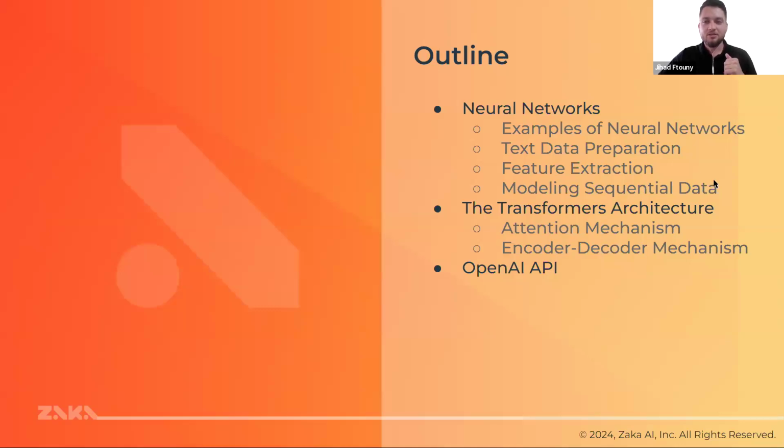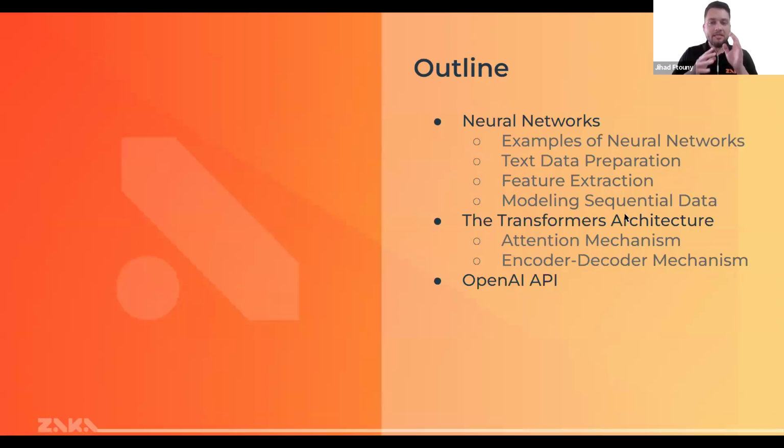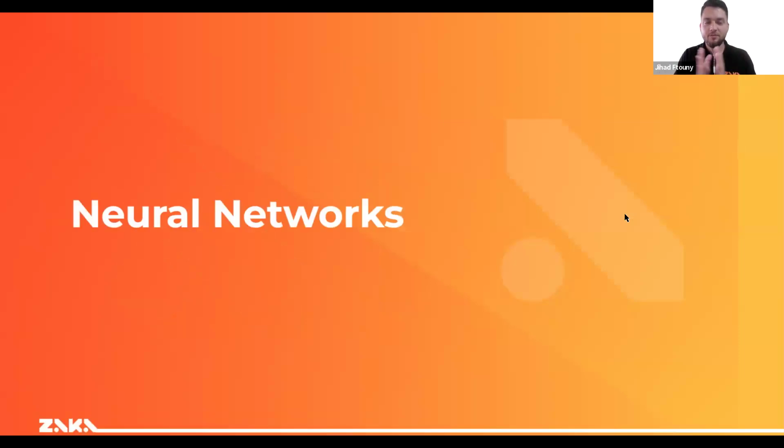Okay. So for the outline, we're going to go over a basic introduction to what neural networks are. And then we're going to go into the transformers architecture, which is what runs ChatGPT. And finally, we're going to see the OpenAI API. So let's start by introducing neural networks. Okay. So in this session, we're just going to cover the basics of everything we're going to be talking about here. It's just a foundational session so that you can get started with the API.